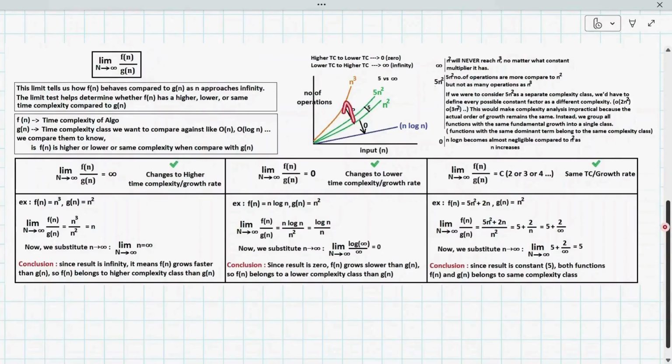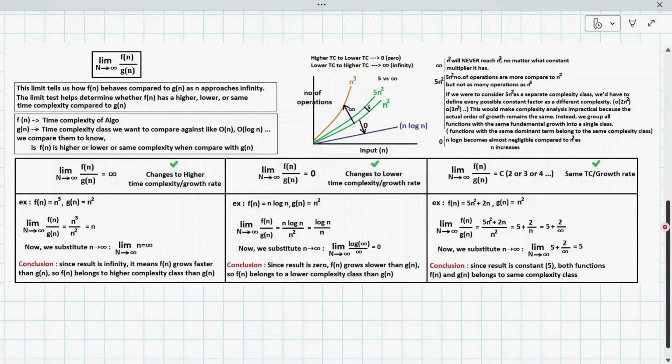First, I'm trying to prove the infinity here. Infinity is the difference between n square and n cube, right? So I'm taking f of n as n cube and g of n as n square. The result should be infinity, right? If you cancel n square out of n cube, the result is n. If you substitute n with infinity, this becomes infinity. The difference between these two time complexities is an infinite number of operations. So this one is completed. As the result is infinity, f of n, that is n cube, grows faster than g of n, n square. So n cube belongs to another, higher time complexity class.